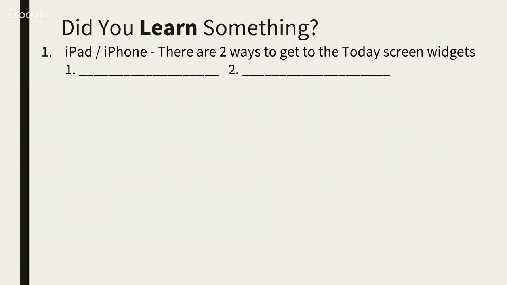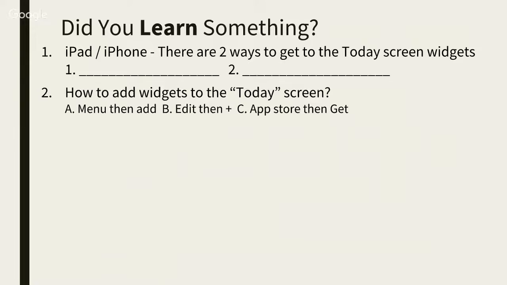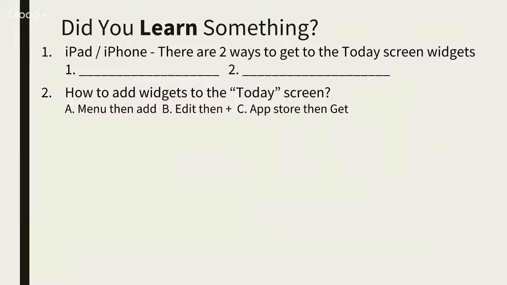iPad or iPhone, there are two ways to get to the Today screen widgets. What are they? Keep swiping right until you get to the end, or you can swipe down to see your notifications, and then one swipe right gets you there. Okay. How to add widgets to the Today screen. A, menu, then add. B, edit, then plus. Or C, app, then get.